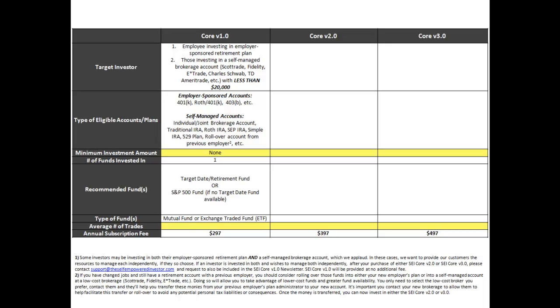If for some reason you don't see a target date fund offered in your employer's plan or available at your low-cost broker, contact your plan administrator or HR department or customer service rep for assistance to ensure you're investing in the correct fund.